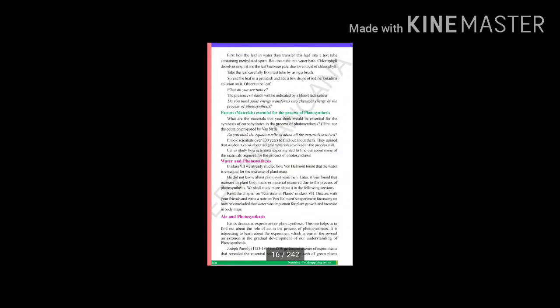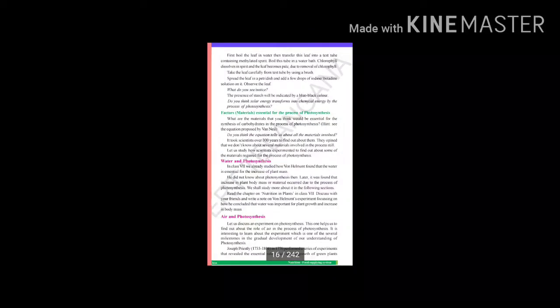Read the chapter on nutrition in plants in class 7. Discuss with your friends and write a note on van Helmont's experiment focusing on how he concluded that water was important for plant growth and increase in body mass.